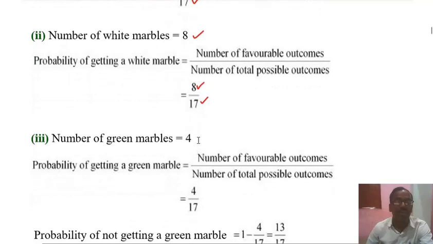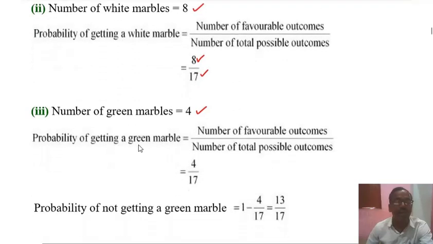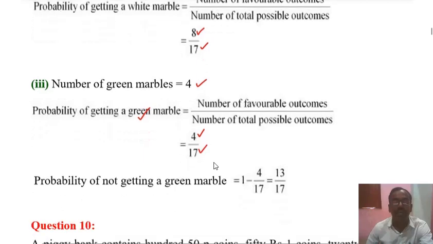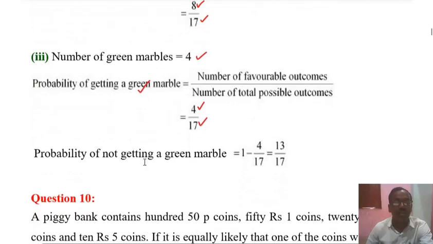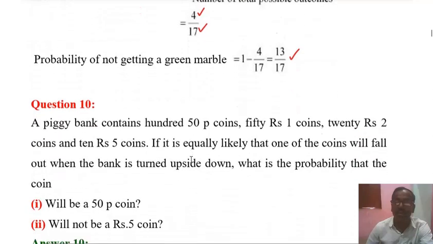Number of green marbles is 4. So here probability of getting a green marble equals number of green marbles by number of total marbles. So probability of not getting a green marble equals 1 minus this one, 4 by 17, equals 13 by 17. Hope that there is no problem to understand the solution of question number 9. Let's see question number 10.